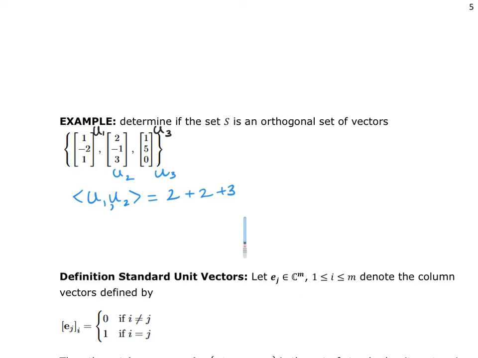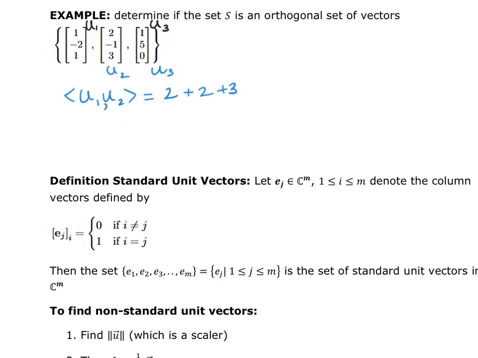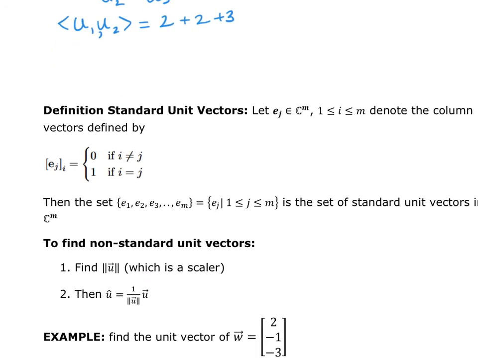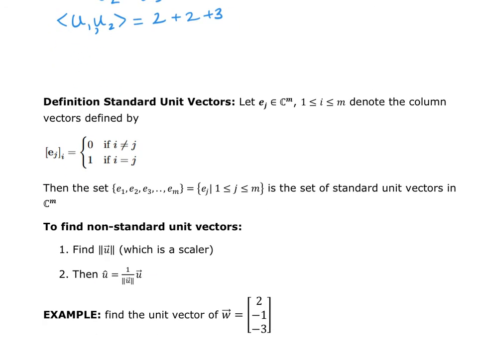Let's take a look at our next definition. We're now going to define a standard unit vector. The way a standard unit vector is defined in the real numbers is that if you were to actually put these vectors into a matrix, then you would have something that looks like this.